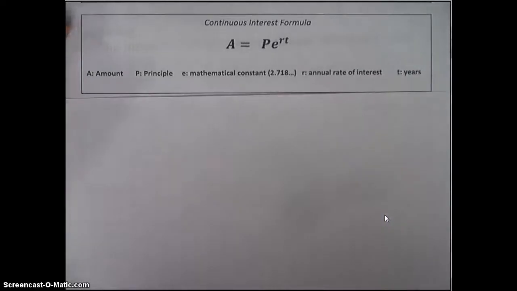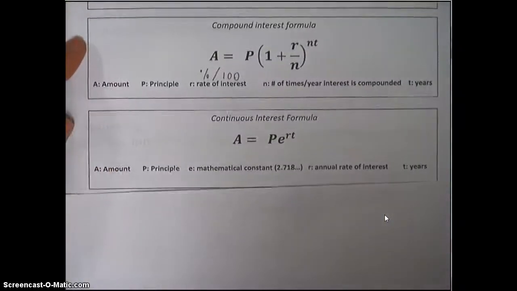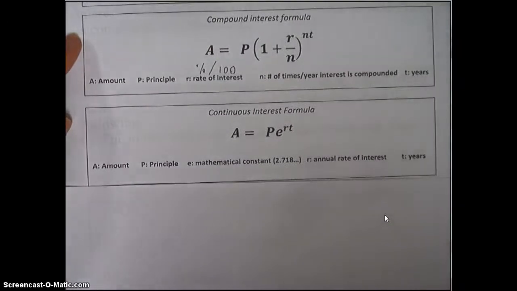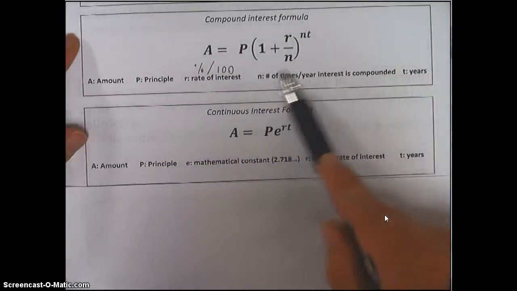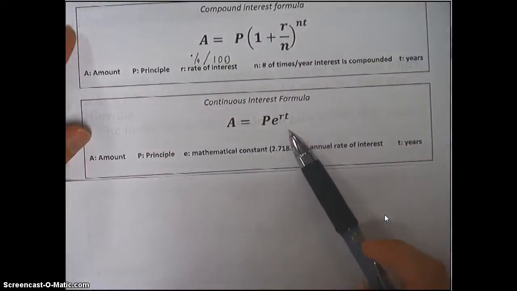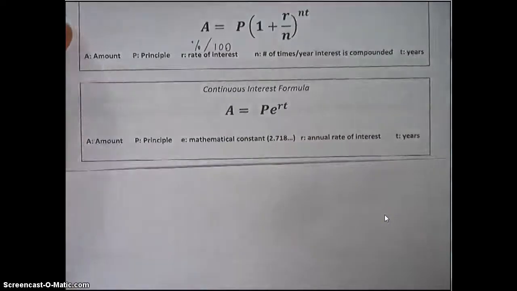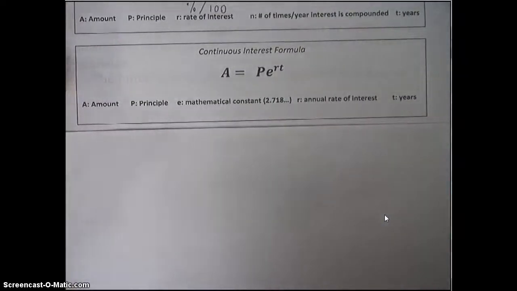Next, the continuous interest formula, which is a lot like the compound interest formula, except instead of having the 1 plus r over n here, we have an e. And we put the rate, the interest rate, up into the exponent here. So let's talk about these variables real quick.